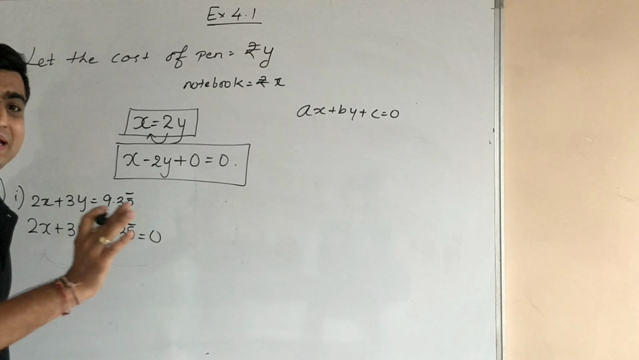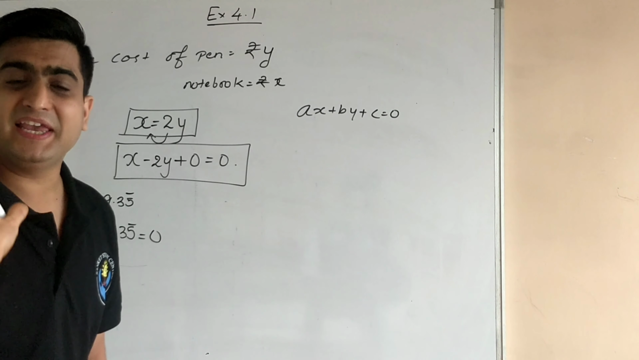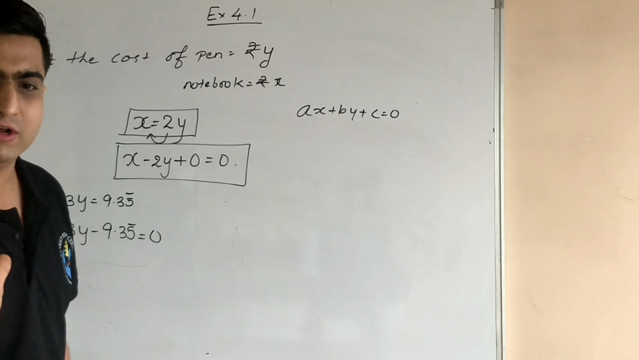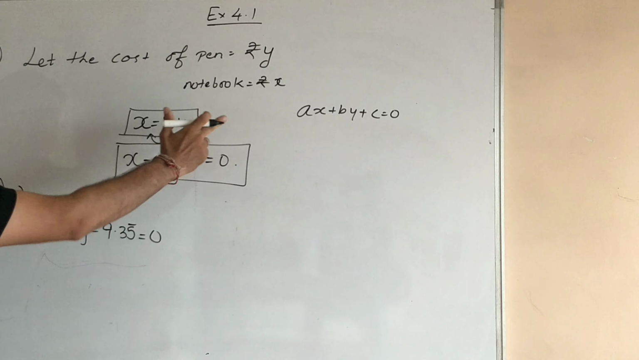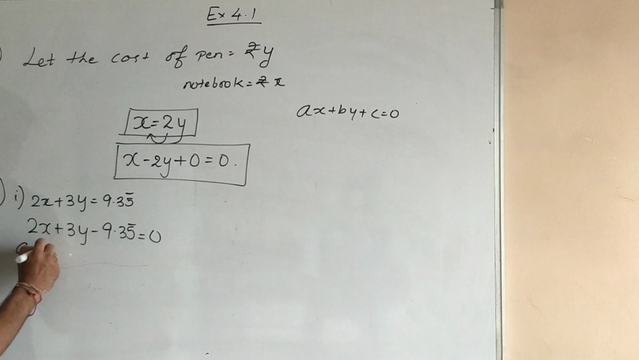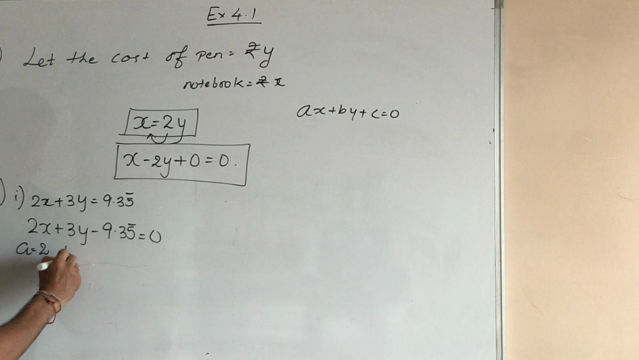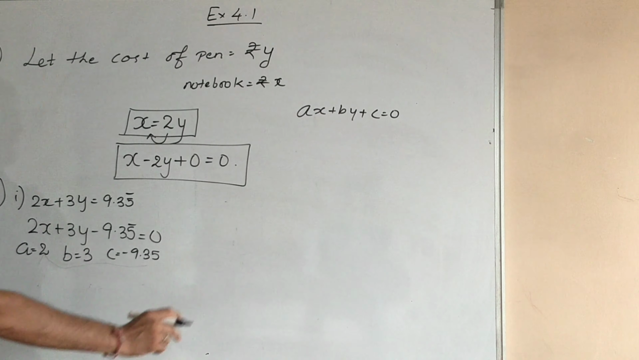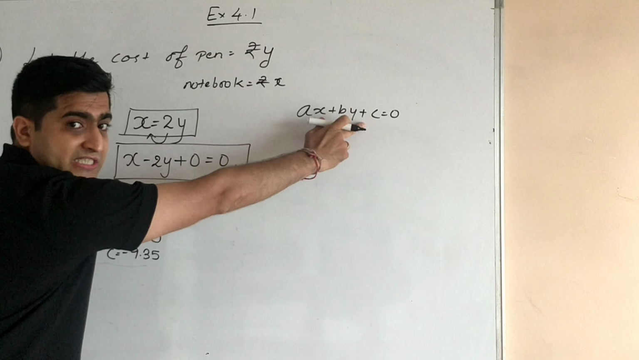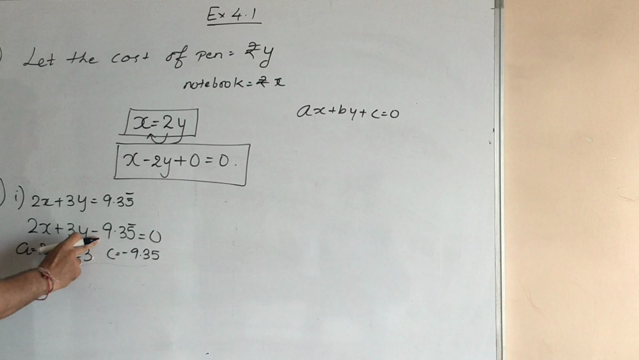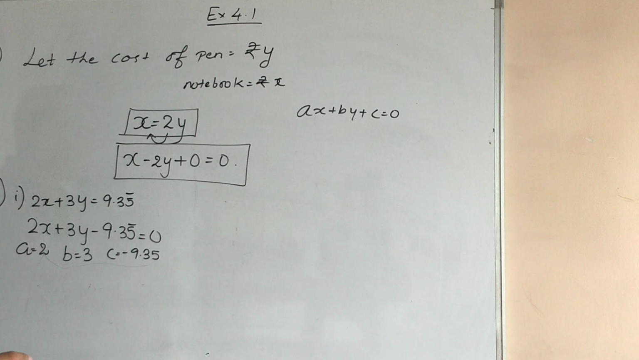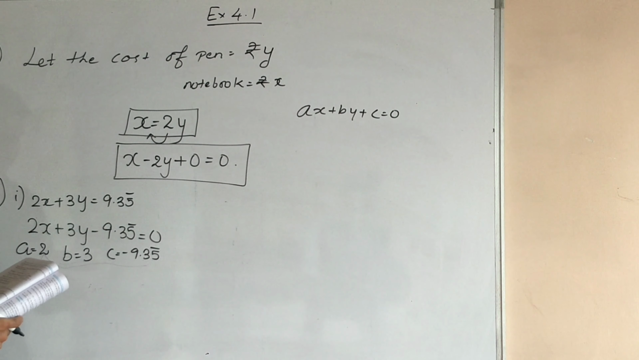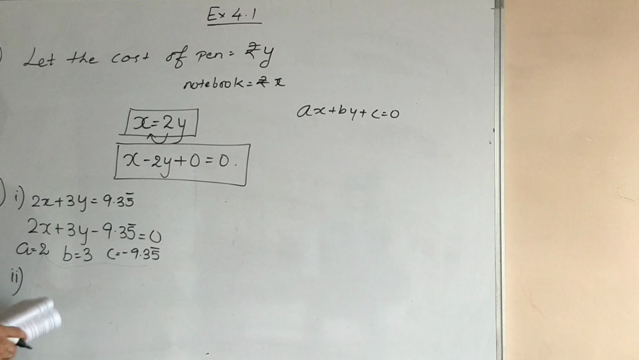तो a जो है मैंने क्या बताया, coefficient है, b क्या है coefficient है and c क्या है constant है. So what is the value of a? a is equals to 2, b is equals to 3 and c is equals to minus 9.35. क्योंकि plus c है, तो यहाँ पे ऐसा plus का सिंबल नहीं है. So it is minus 9.35 and 5 के ऊपर बार. Okay, understood?